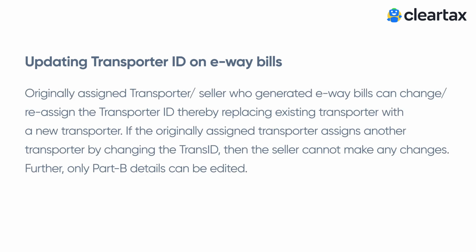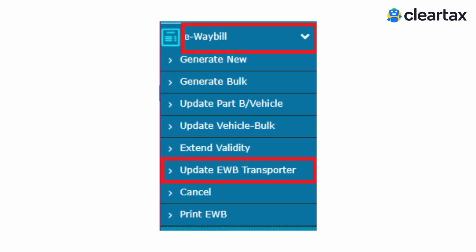The originally assigned transporter or the seller who generated the e-way bill can change or reassign the transporter ID, thereby replacing the existing transporter with a new transporter. If the originally assigned transporter assigns another transporter by changing the transporter ID, then the seller cannot make any changes. Further, only Part B details can be edited. Here is the step-by-step process of reassignment of another transporter.